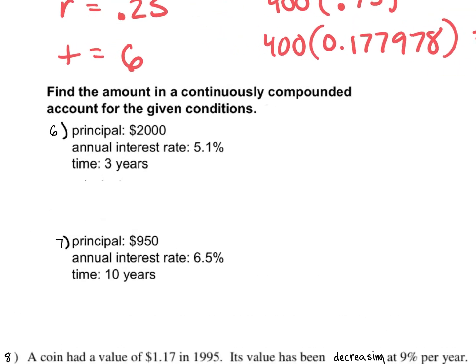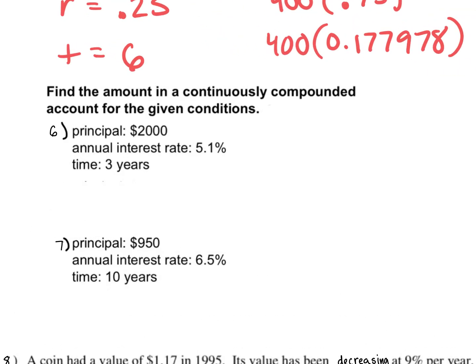All right, for 6 and 7, it says find the amount in a continuously compounded account for the given conditions. What do we have to do when it says continuously compounded? PERT. Tells us we use our PERT formula. So P times e to the power of RT. So what's our principal? Our starting amount? 2,000 times e, which is just e.